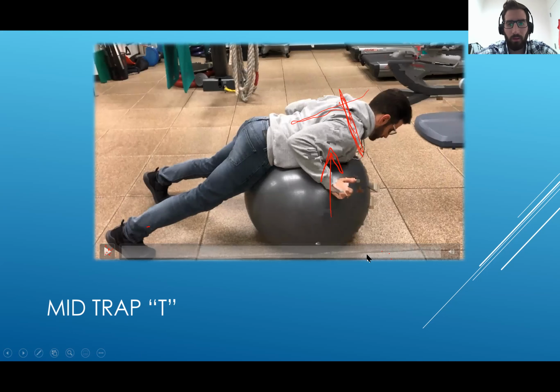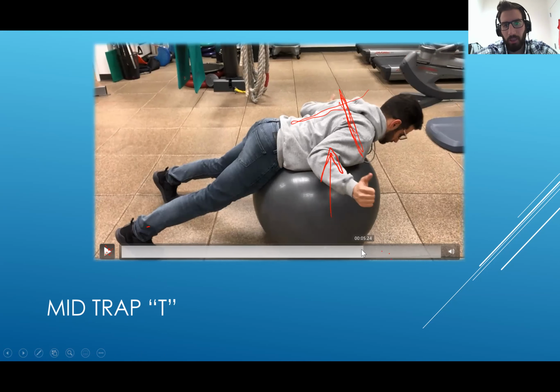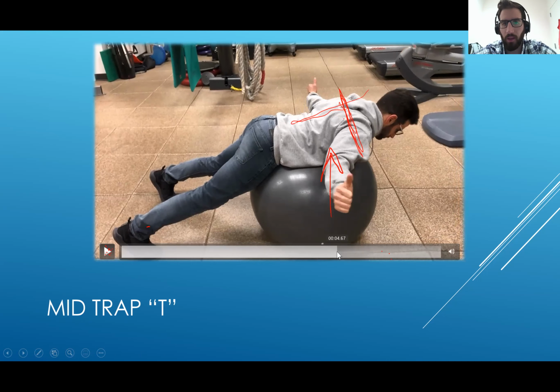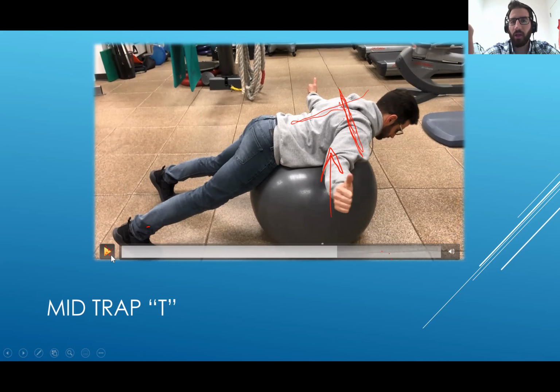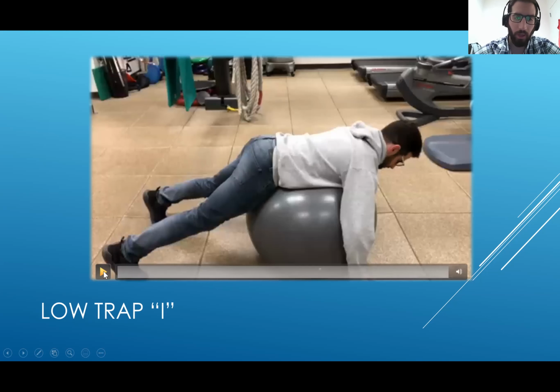So that's the T right there. Let's just go over it one more time. You're going to punch out as far as you can comfortably, and then you make that full T right there. That's what happens with the T exercise. Like I said, it's for the mid trap, and you want to focus on squeezing back those shoulder blades and punching straight out. The next one is an I, or a low trap I.